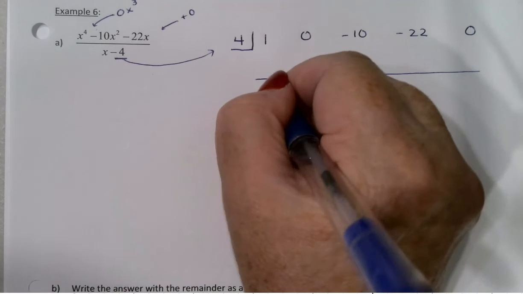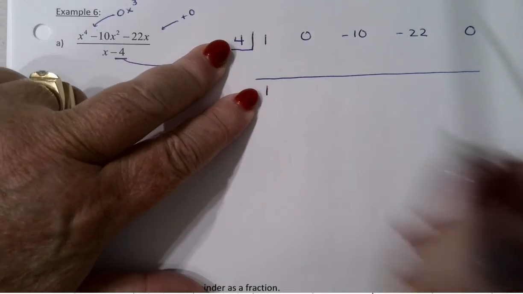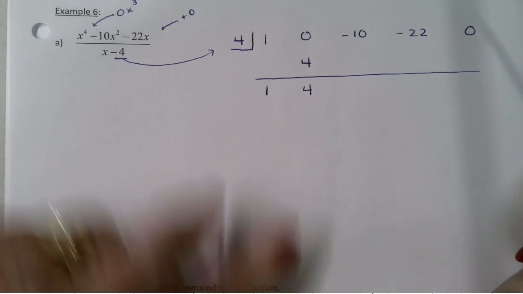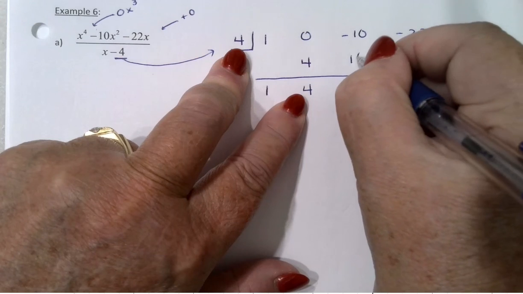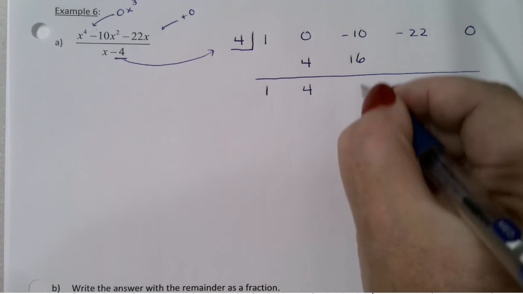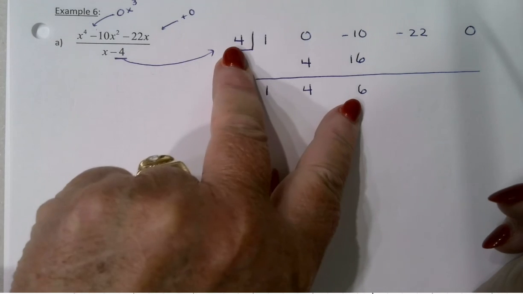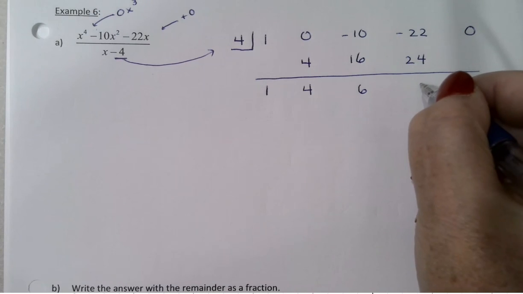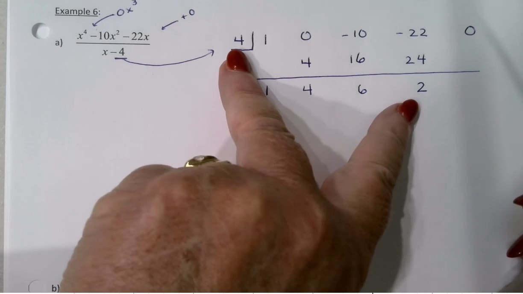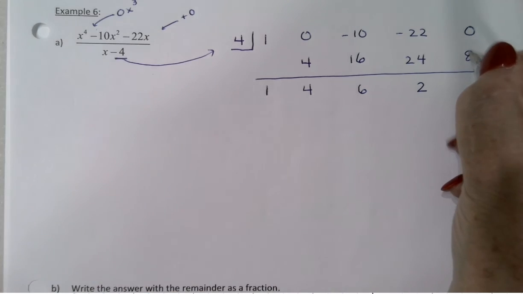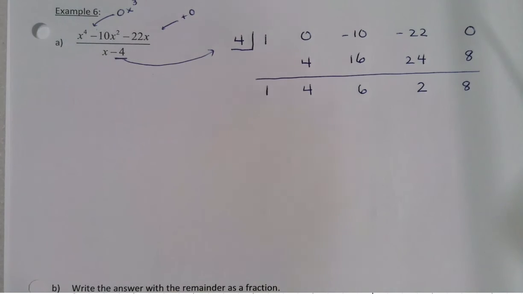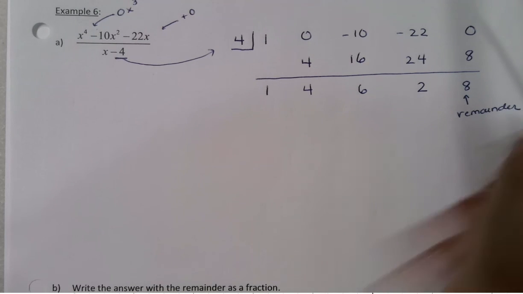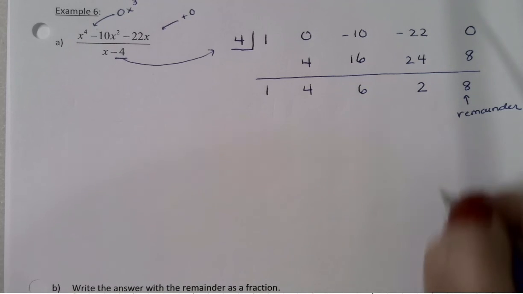All right, I'm going to bring down the 1, and then I start. Multiplying gives me 4, and that adds up to 4. Multiplying here is 16. That adds up to 6. Multiply to 24 adds up to 2. Multiplies to 8 adds up to 8. Remember, the last one is always the remainder. So this time I am going to have a remainder of 8.